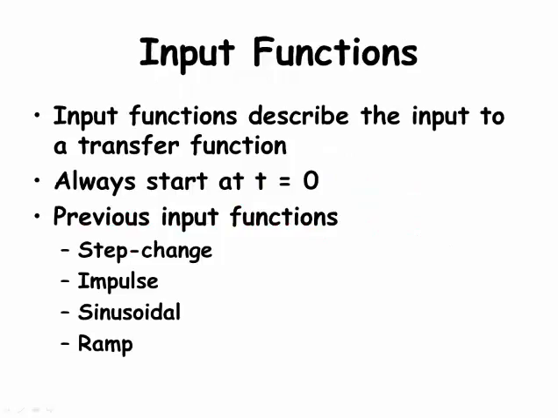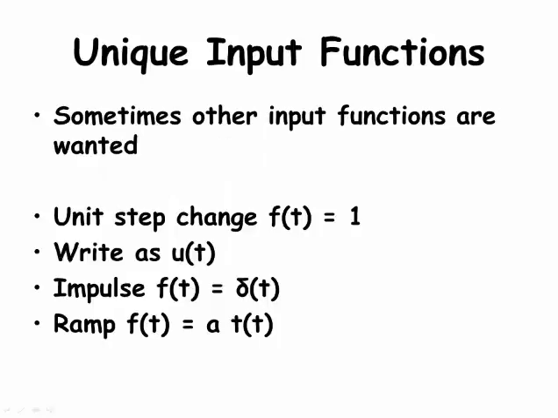We have used step, impulse, sinusoidal, and ramp functions as input functions in earlier sections. They all have Laplace transforms in the Laplace transformation table, and they all started or made their change beginning at time t equals 0. Sometimes people want to use other functions as input functions, or they want to have changes begin at other times rather than time t equals 0. So the goal of this section is to create unique input functions using step, impulse, and ramp function elements.